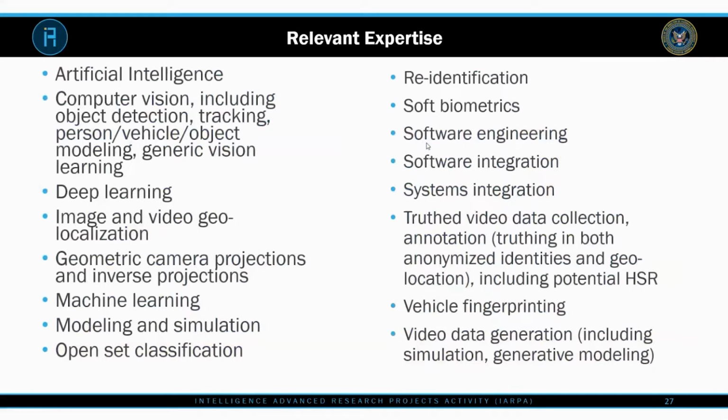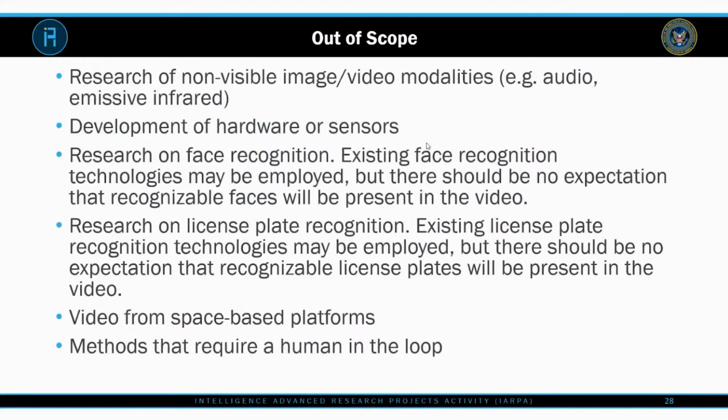In this slide, some areas of relevant expertise are enumerated. They're also listed in the draft technical BAA that was released. And there are a number of other areas. We're looking for novel approaches to the Video LINKS problem, and all relevant expertise for your solution is what we're looking for. There are some areas that are out of scope of the Video LINKS program.